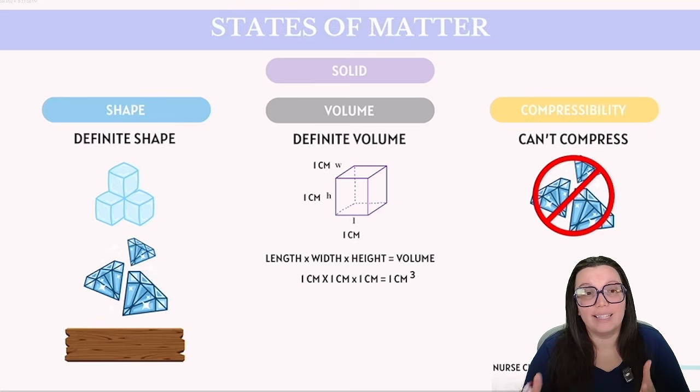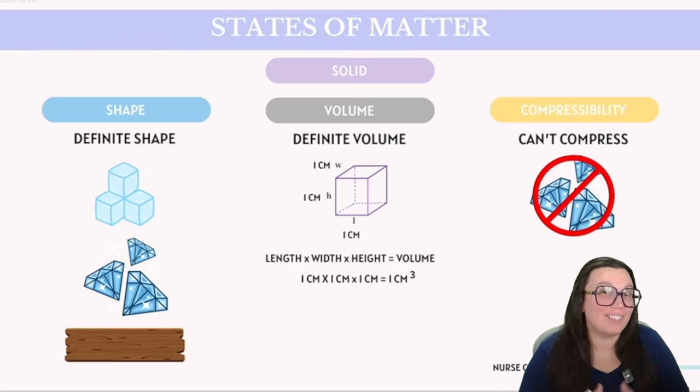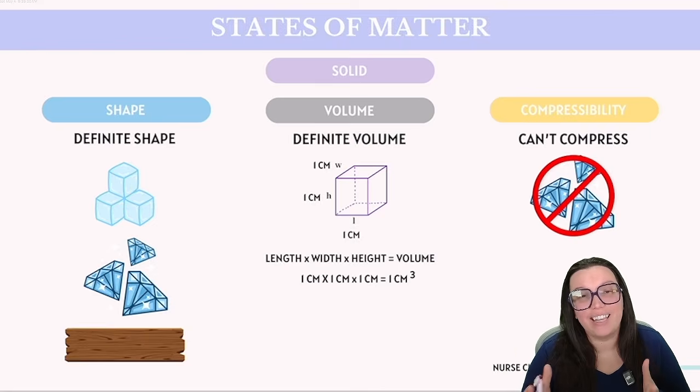For instance, unless subjected to force or damage, a solid like a diamond is going to retain its shape. And speaking of volume, which is the amount of space an object occupies, a solid has a fixed volume as well. Take a cube with dimensions of 1 centimeter on each side. Its volume would be 1 cubic centimeter.